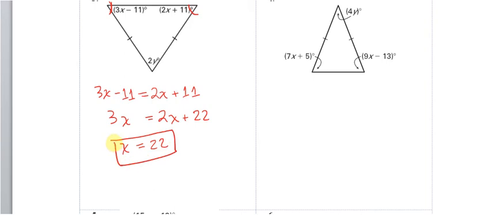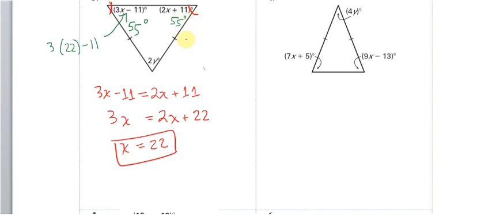Okay, this is a great start, but we also need to solve for y. In order to solve for y, we're going to take x and plug it back into our equation. So back into here, we know that this angle must be 3 times 22 minus 11. 3 times 22 is 66, minus 11, so that makes this 55 degrees. And because the angle opposite from it, in other words the two base angles, must be congruent, this other one must also be 55 degrees.